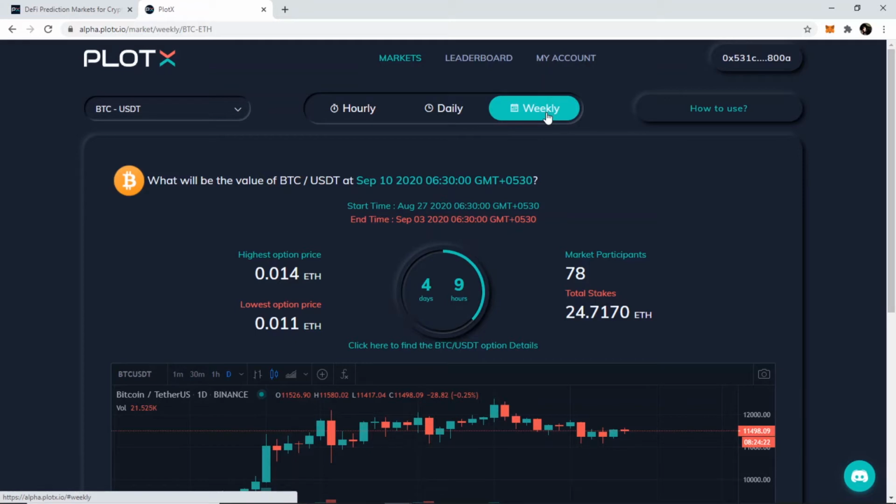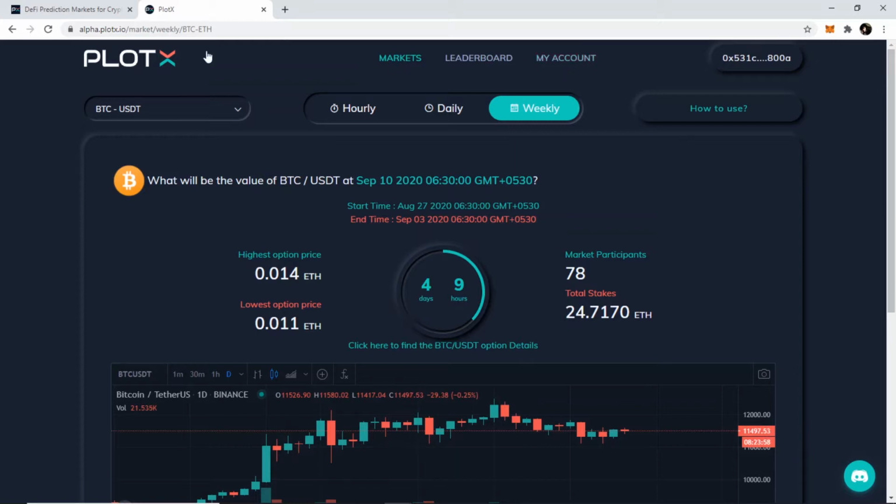Now after you have successfully connected your wallet with the app, what you will be able to see is something like this. As you can see, the PlotX website is divided up into three broad sections: the market section, the leaderboard section, and the my account section. In this particular video, we will only be looking at the market section, and the leaderboard and my account guide will follow up very soon.